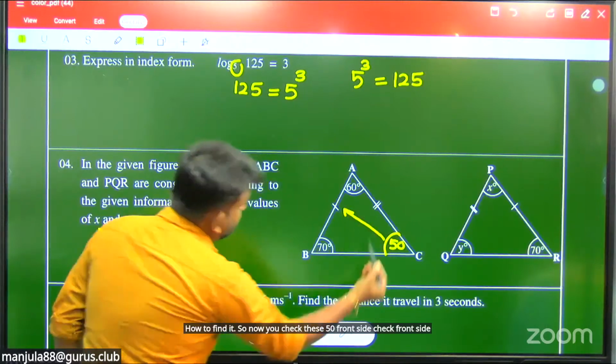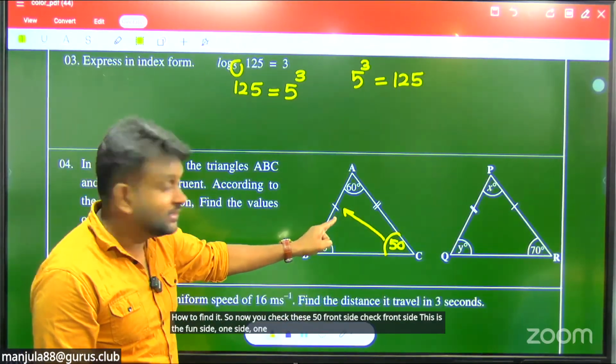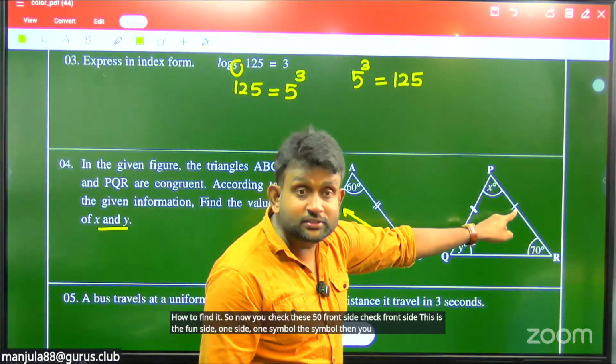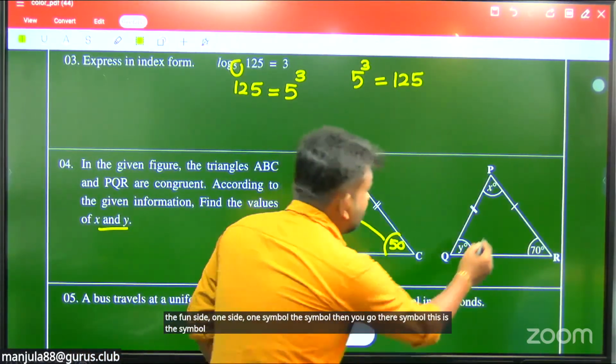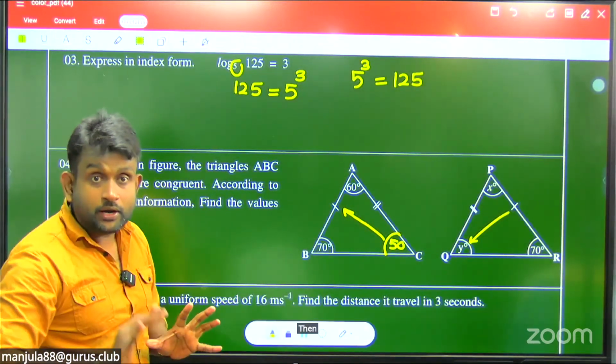This is the front side, one side, one symbol. Then you go to their symbol. This is the symbol there. That symbol is front to the y. Then you can see, right, how to find the y.